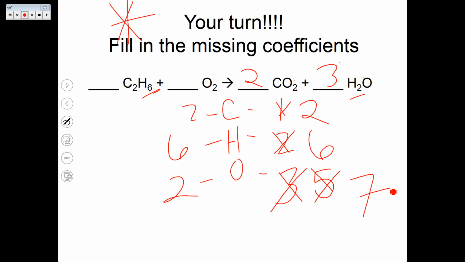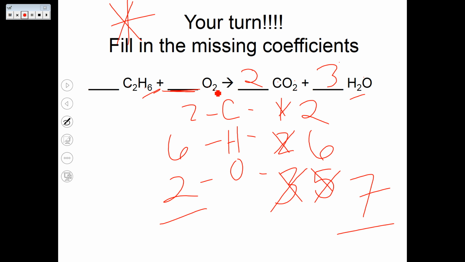The oxygens are not balanced. We have an even number of oxygens here, and an odd number of oxygens here. The oxygen on the reactant side appears in one spot, so you can put any number there that you want and it will not mess up the C's or H's. But there is no way to turn an even number of 2 into an odd number of 7. There's no way this 2 is going to become 7 with a whole number.